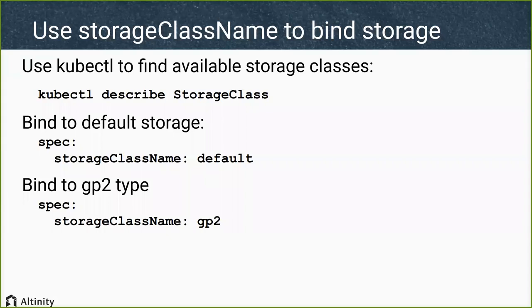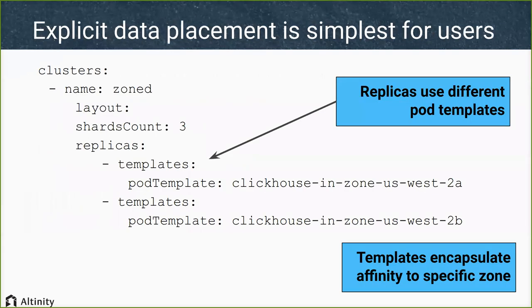And let's move on. So how to define what storage classes are available in your cloud provider? First of all, you can simply ask kubectl to describe all available storage classes, and you can see the set of storage classes provided by your cloud storage operator or your Kubernetes, which storage classes are configured. You can simply bind to default storage or to some specific storage. In our ClickHouse persistent volume claim template, you can request a particular storage type that you would like to deal with. Okay, let's move to the next slide.